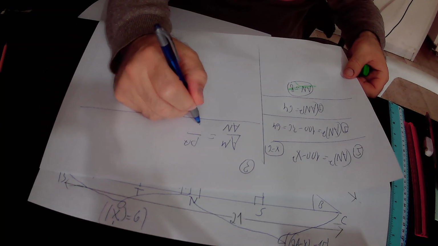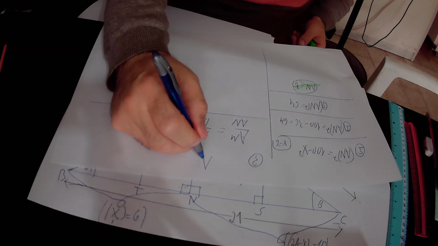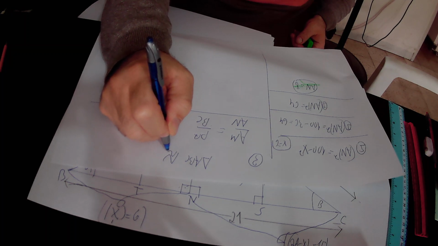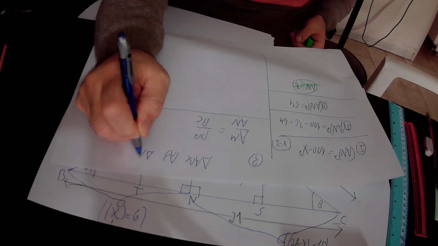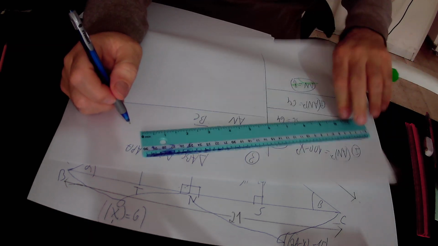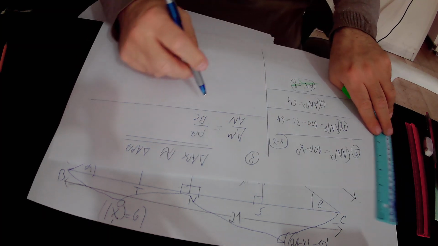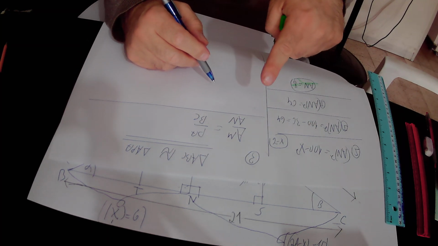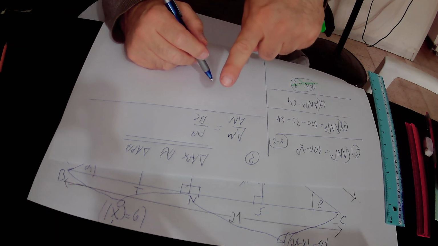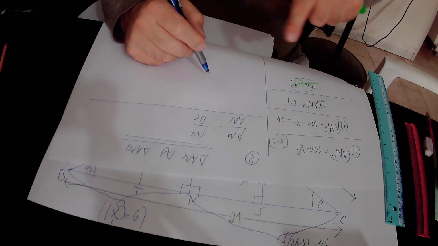PQ over BC. Because the big triangle ABC is similar to the small triangle APQ, according to the angle similarity rule, the following equation is true. That is to say, the ratio between the heights of those two similar triangles must be equal to the ratio between their sides. That is to say, AM over AN equals PQ over BC.